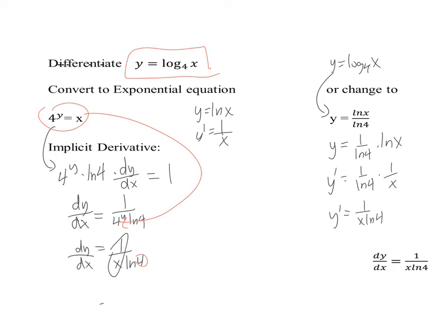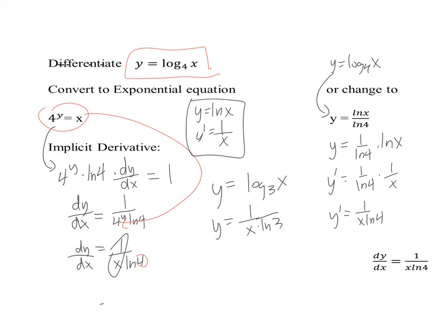So the key thing to remember for logs is if it's ln, we just go 1 over. If it's some other value, so let's suppose I give you log base 3, we do the same thing, it'd be 1 over x, but then because it's base 3, we need to times it by ln 3 on the bottom, and that's the key thing to remember. Exponents, the ln 3 goes on the top, on the logs it would go on the bottom.